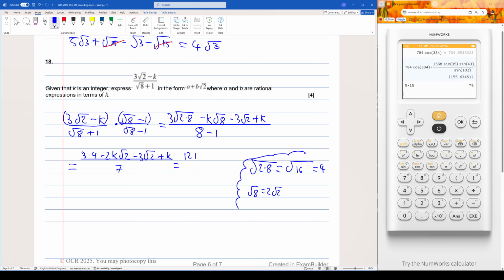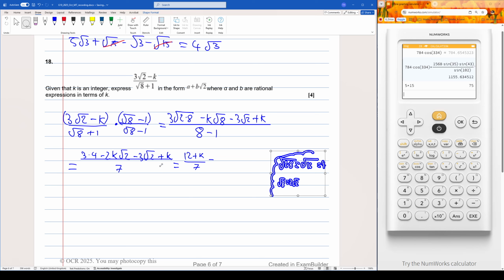So that's 12 add k over 7 minus, and I should probably do this in 2 steps just because I was about to do a bunch of things in one that might not have been clear of what I was doing. So I've just rearranged it for now. Minus 2k root 2 minus 3 root 2, and it's all over 7 so far, or will continue to be. There you go.